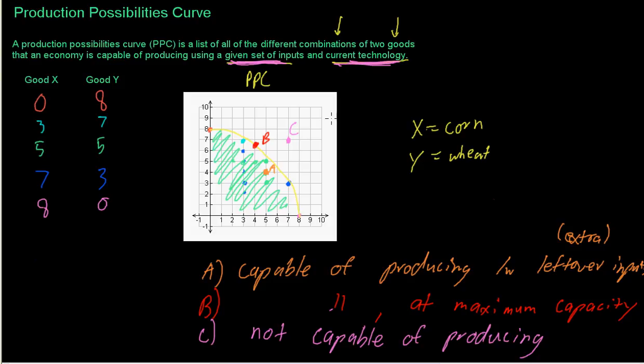So if you got more inputs, like in the case of a farm, if you got more land or maybe better equipment or more seeds, then you could probably produce at point C. Or if you got better technology, maybe a new kind of seed that grew way more, then maybe you could produce it. But with the given set of inputs and current technology, this economy is not capable of producing beyond its production possibilities curve. So it's not capable of producing at C. And in the next video, we'll go over opportunity cost with production possibilities curves.